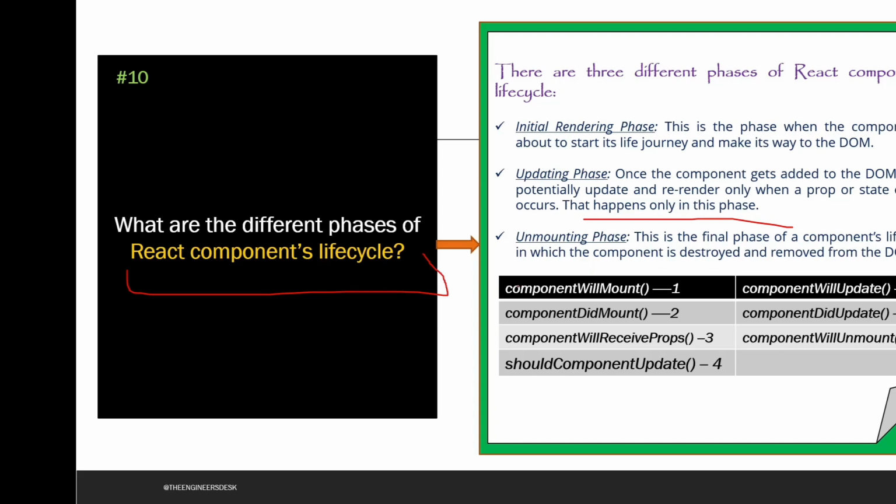These are some methods you can tell the interviewer, because sometimes they will ask about the component lifecycle methods. As I already told you, there are three phases: mounting, updating, and unmounting. The first method is componentWillMount. The second is componentDidMount. Third is componentWillReceiveProps. Fourth is shouldComponentUpdate. Fifth is componentWillUpdate. Sixth is componentDidUpdate, and seventh is componentWillUnmount, which is the unmounting phase. The middle three are the update phase, and the first two are the mounting phase.